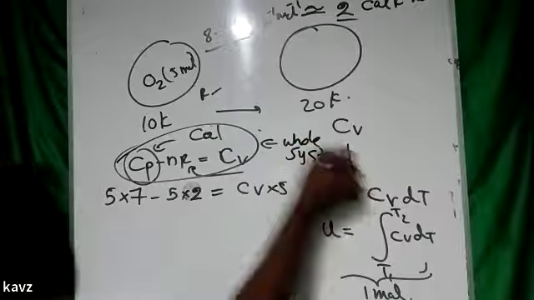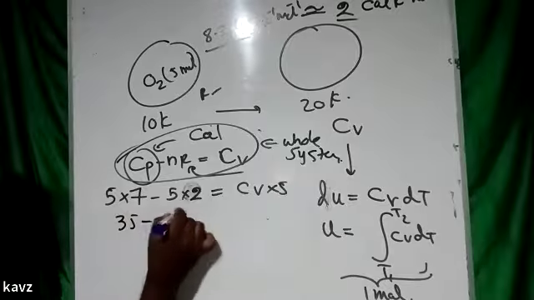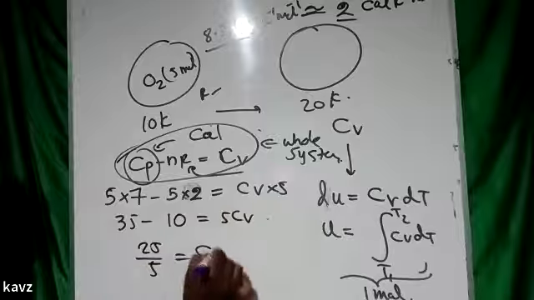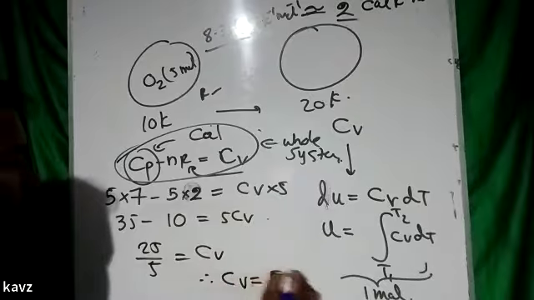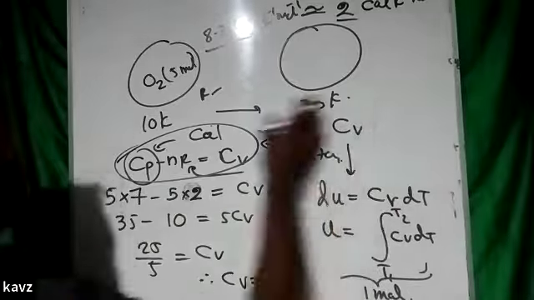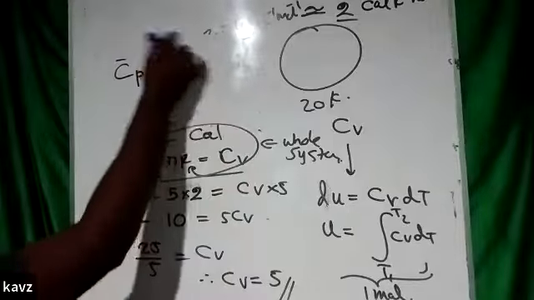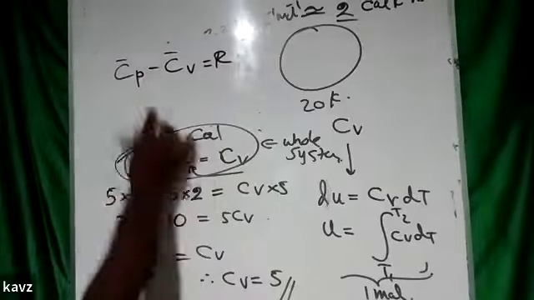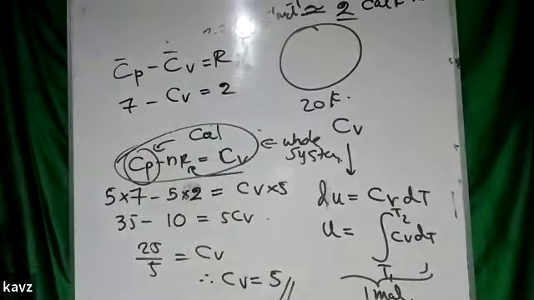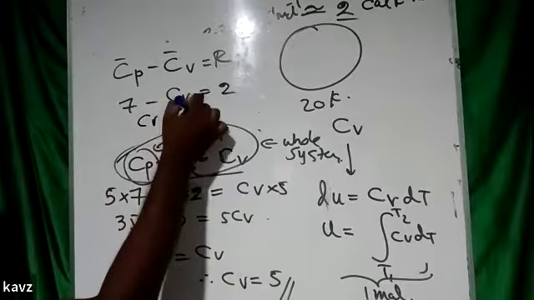Because this is used for the whole system, and the whole system consists of 5 moles. 35 minus 10 equals 5 Cv. 25 divided by 5 equals Cv. So Cv equals 5. If you use that equation, C bar P minus C bar V equals R, with Cp 7 and R being 2 in calories, because they have used calories, Cv again becomes 5.